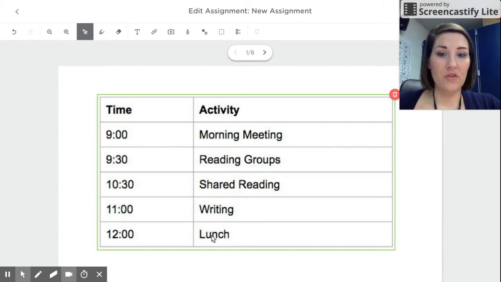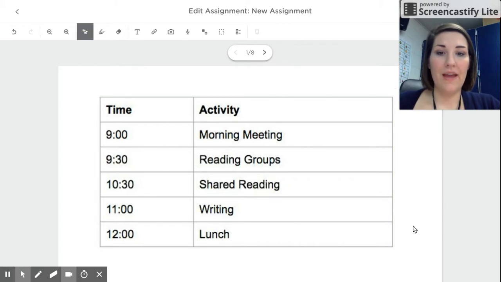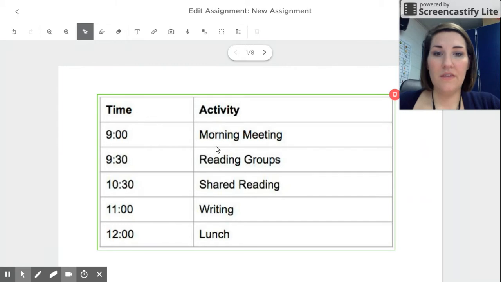If I look at the schedule right before, I go up, lunch is right here, and right above it is writing. What about if I asked, what time do we start reading groups? Think to yourself what that would be. And I can see if I go to reading groups here, it happens at 9:30.